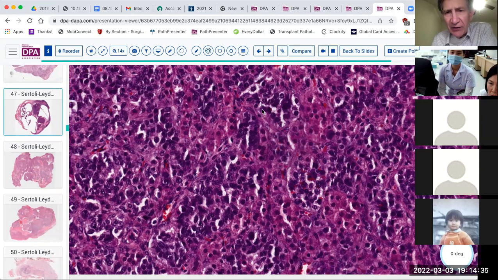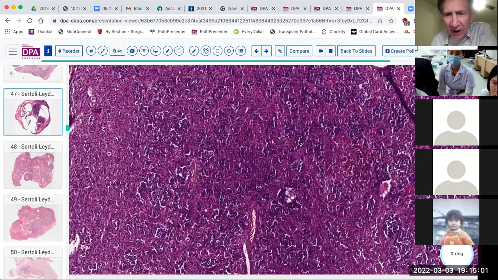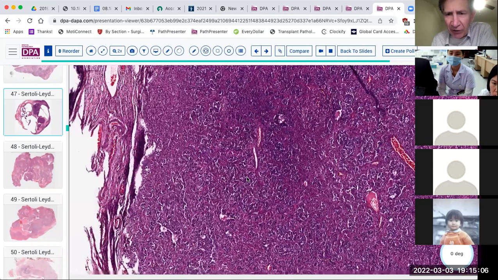Now, there are some immunohistochemistries that can be useful in differentiating these two components. Sometimes MART1 will stain the Leydig cells, but not the Sertoli cells. And so we occasionally use that to further refine our diagnosis. If you've got a fairly readily identifiable Leydig cell component, you can probably call it a well-differentiated tumor.